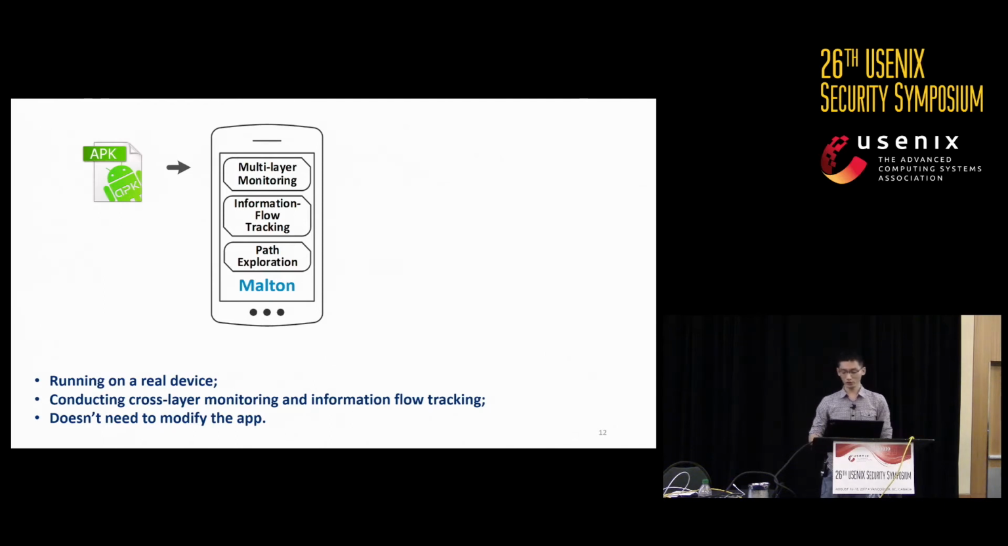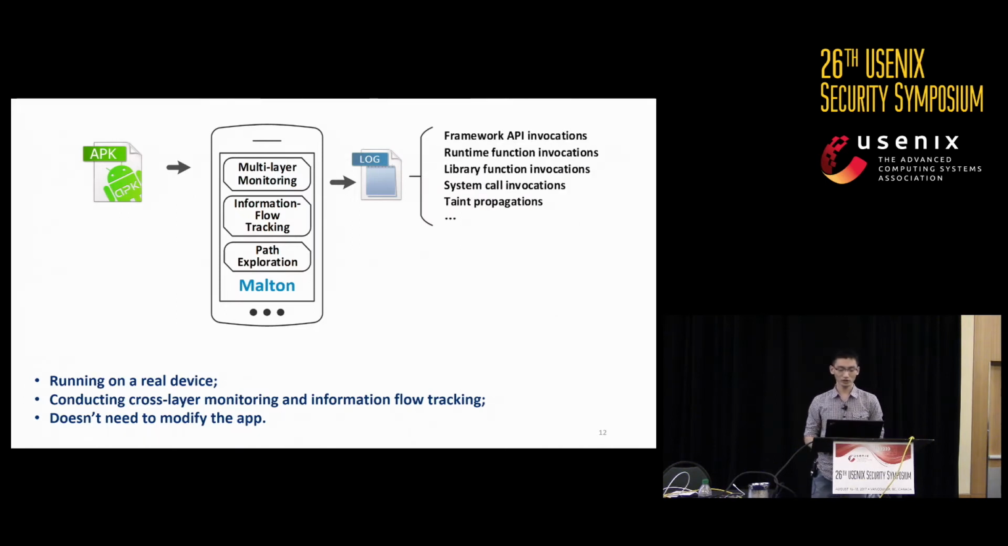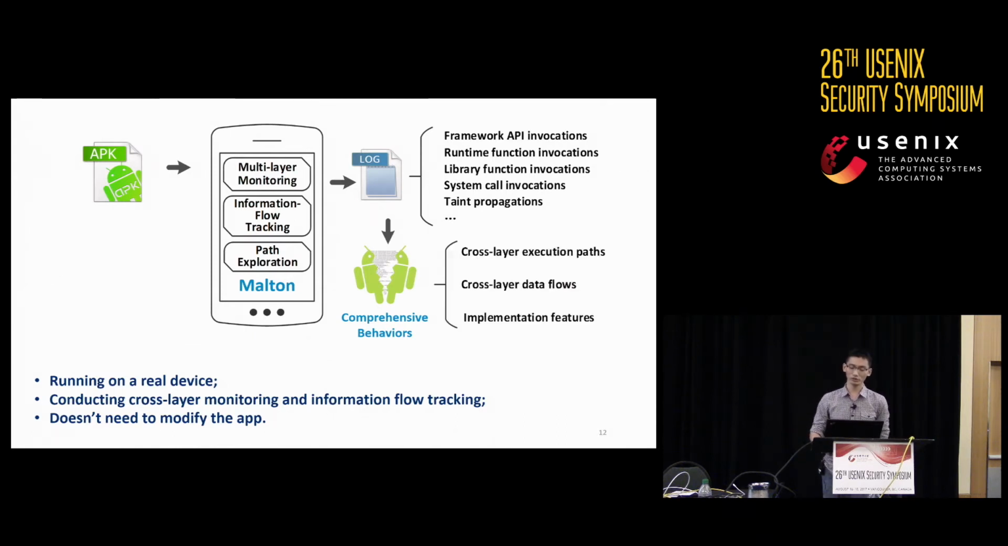After each running, a trace log is generated. It contains the information including invoked framework methods, runtime functions, system library functions, and system calls. The taint propagation details are also stored in the log file. Based on the analysis of this log file, Malton will provide comprehensive behaviors of the target app to the users. The information includes the cross-layer execution paths, cross-layer data flows, and some implementation features of the target app.